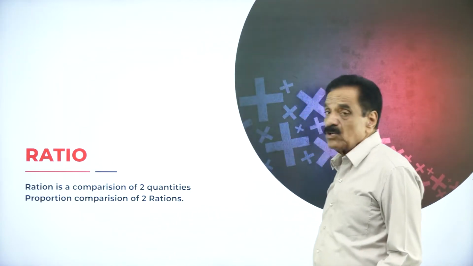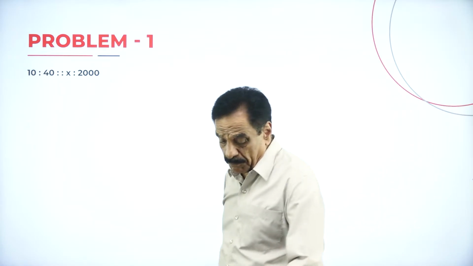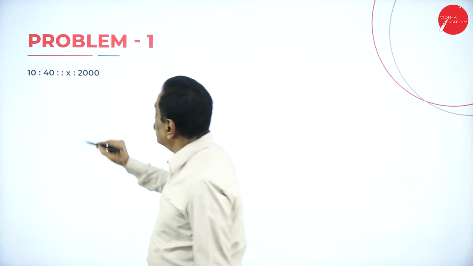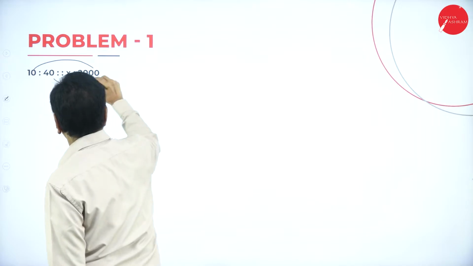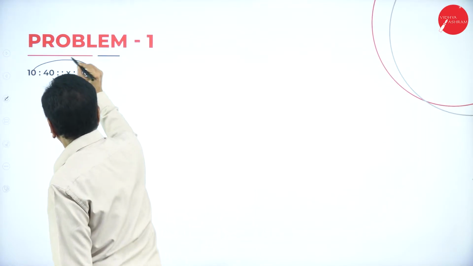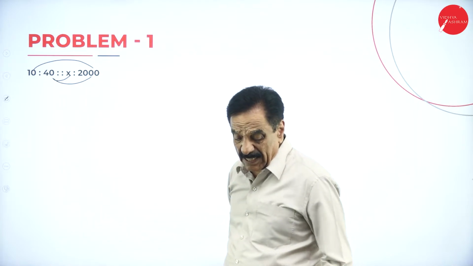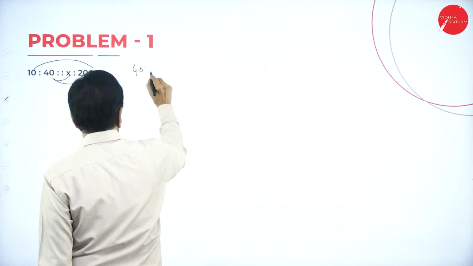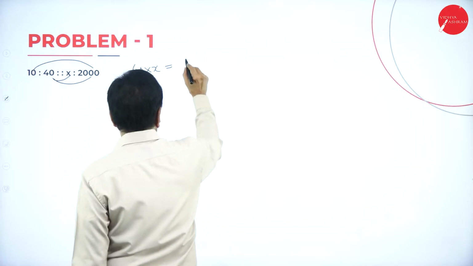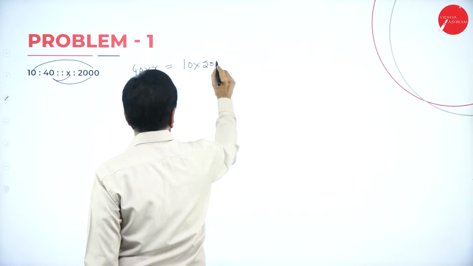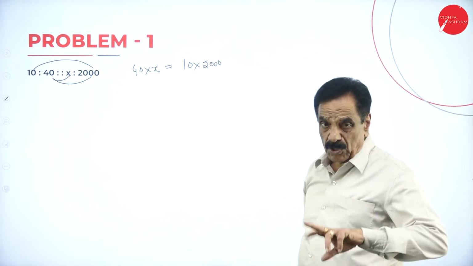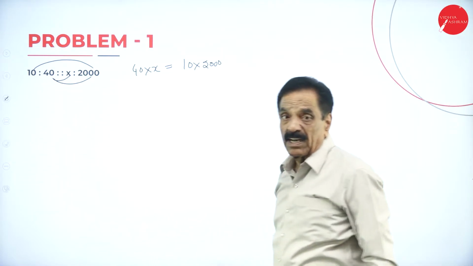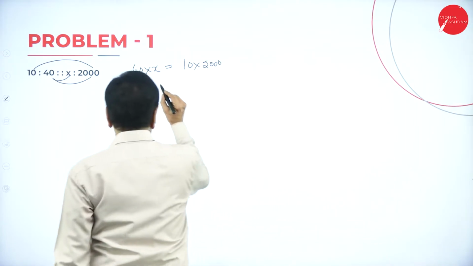We'll move on to the problems now. First problem: 10 is to 40 as x is to 2000. What does the problem say? First and last, second and third. That is the procedure. So 40 into x is equal to 10 into 2000. The two extremes are first and last, and the means are second and third. So, multiply: 40x.